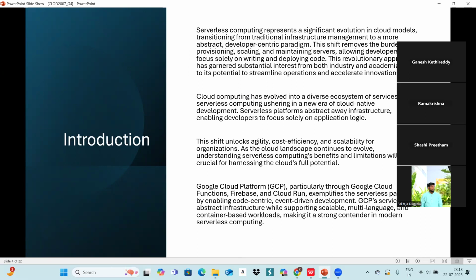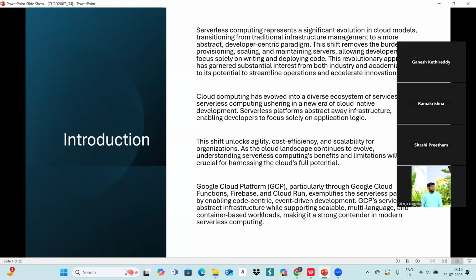Introduction. Let's now move on to the introduction. Traditionally, cloud computing required developers and system administrators to manually provision virtual machines, manage storage, scale workloads, and maintain availability. While the cloud made this cheaper compared to on-premises data centers, it still involved a lot of manual work and overhead. Serverless computing changes all of that.